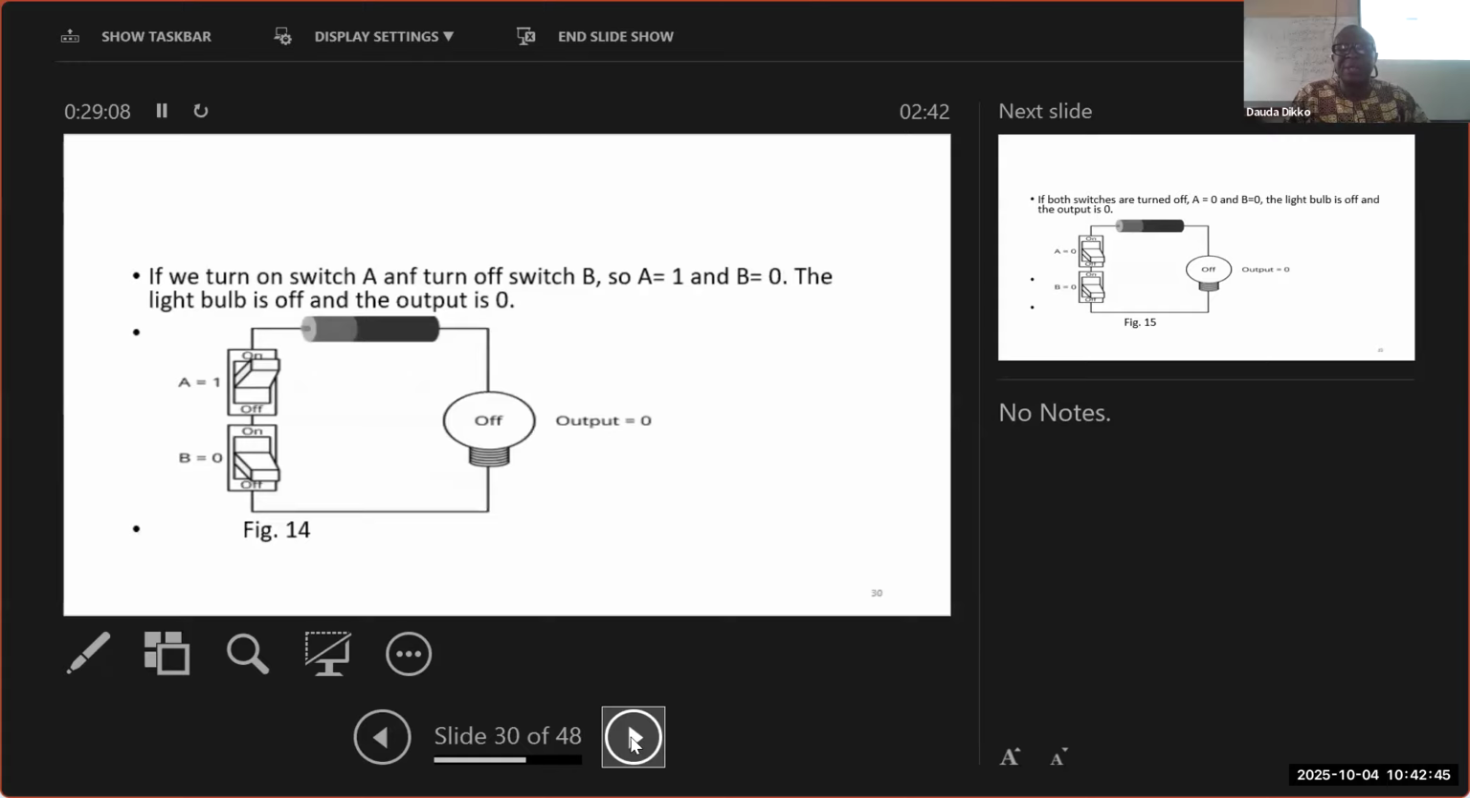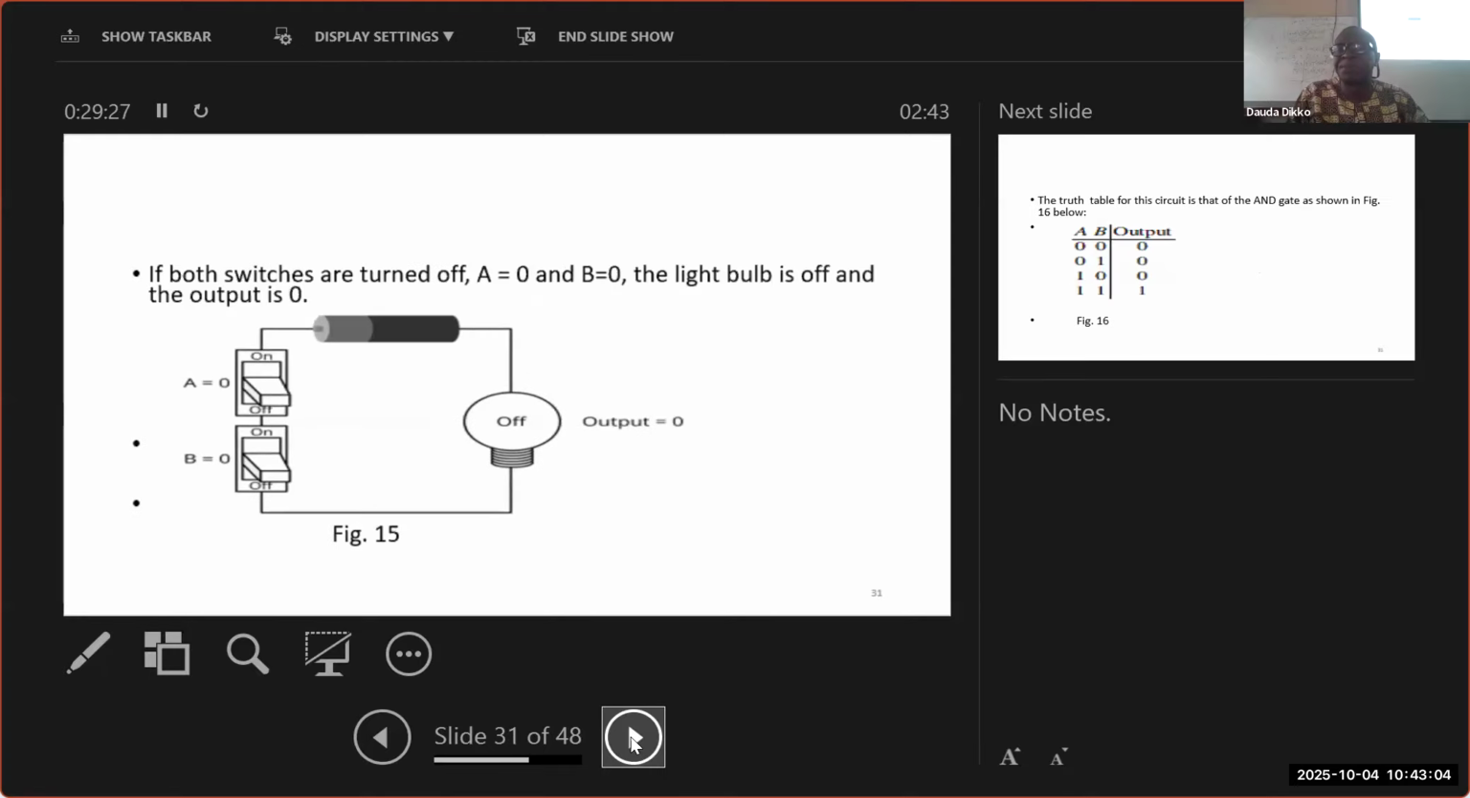Then another case is when A is switched on and B is switched off. So you can see that the output is equal to 0. Then there is another case when both switches are off. When both switches are off, you agree with me that the light bulb will not show.